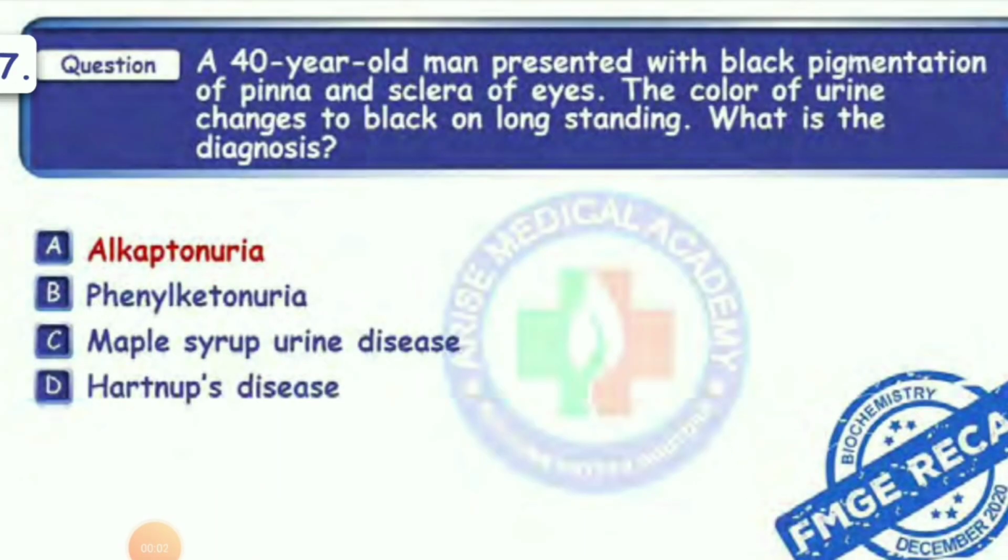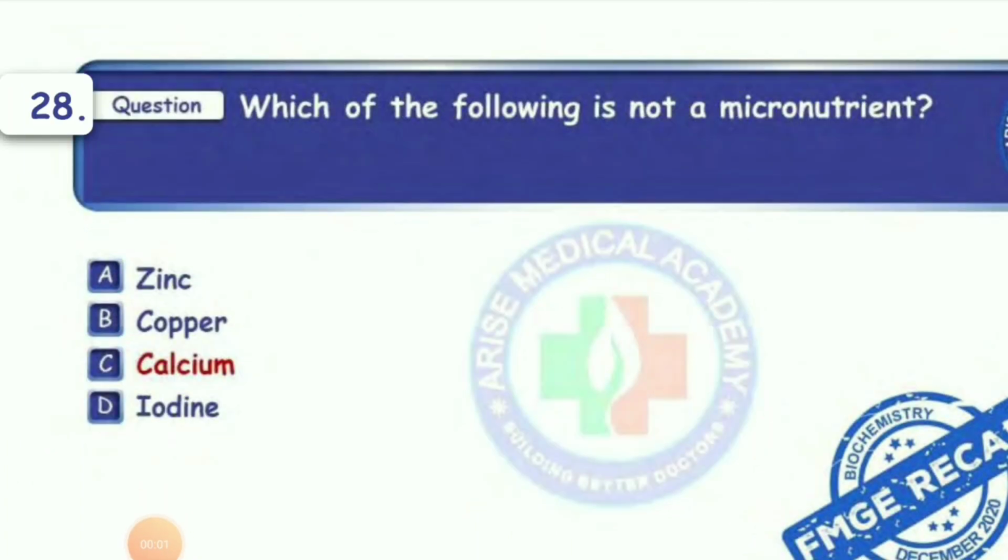Next question. A 40-year-old man presented with black pigmentation of pinna and sclera of eyes. The color of urine changes to black on long standing. What is the diagnosis? Options are phenylketonuria, maple syrup urine disease, alkaptonuria, and Hartnup disease. The answer is alkaptonuria.